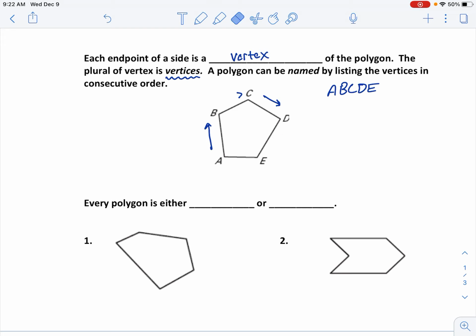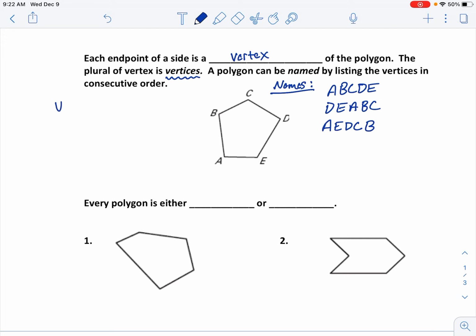Another possible name for this, I could start anywhere. I could also name it D, E, A, B, C. I just want to make sure that I'm going in that consecutive order. So these are possible names for the polygon. And we just list, like I said, the vertices in order. There's a lot of different names. There isn't just two. There's actually 10 different names for this one, since there's 5 vertices, and we can go either direction. I could have gone A, B, C, D, E, or I also could have said A, E, D, C, B. So I could go either clockwise or counterclockwise.